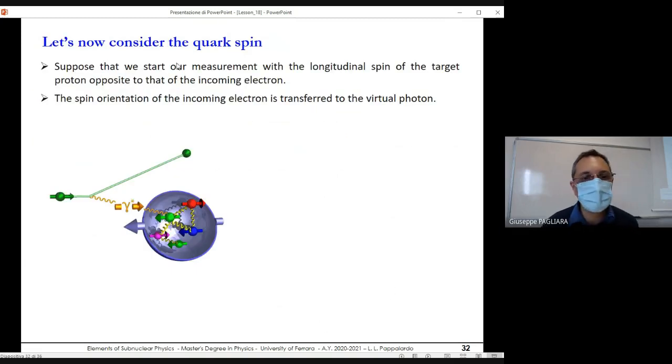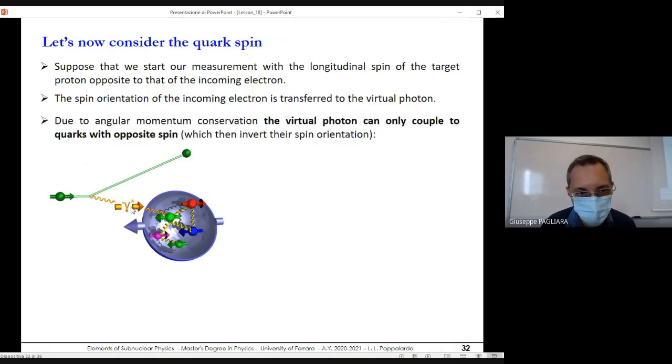So how does it work? Suppose that we start our measurement with the longitudinal spin of the target proton opposite to that of the incoming electron. So we have an electron whose spin is oriented in this way, this is the electron beam, and a target proton whose spin is opposite to that of the electron. Suppose we arrange our system in this way. Now, the spin orientation of the incoming electron is transferred to the virtual photon. Of course, the electron interacts with the quark, or with the proton constituents, through the exchange of a virtual photon. In the process, if the electron is polarized, the virtual photon will also be polarized in the same direction. There is a spin transfer.